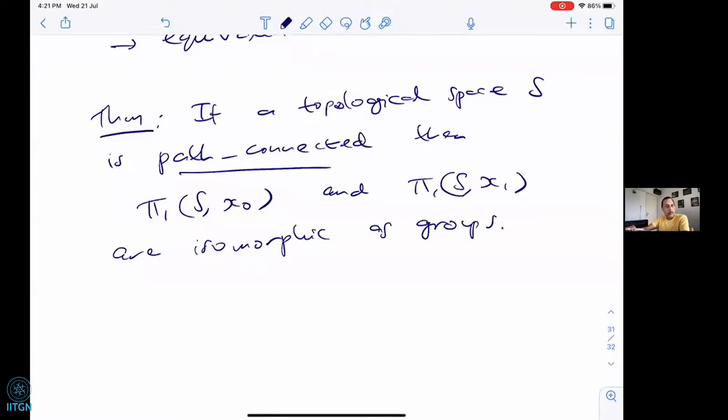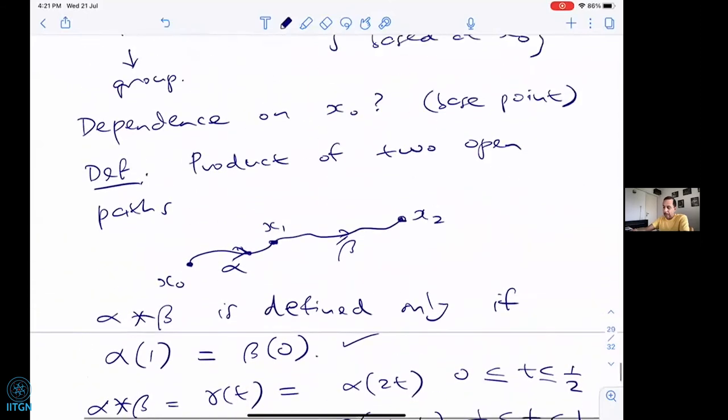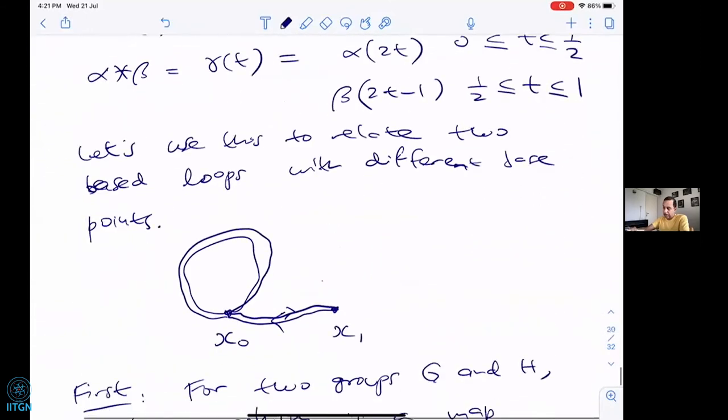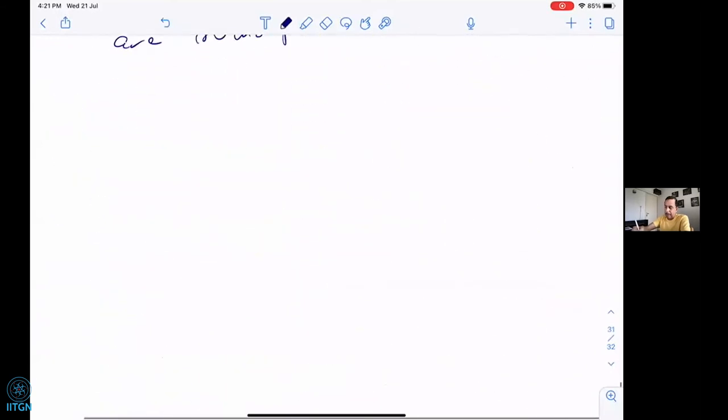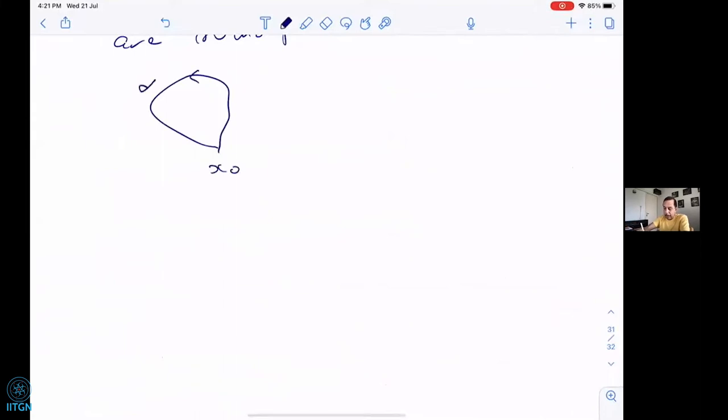I just have to set up the isomorphism, but probably you already guessed it from the picture that I drew some time back. I rubbed it out, so I'll draw it again. It's basically going to come from this picture. Here is x0, and here's a typical path in pi1 of S and x0. Here's x1, and another typical path in pi1 of S and x1. Here's x1, here's x0. What I'm going to do now is the following.